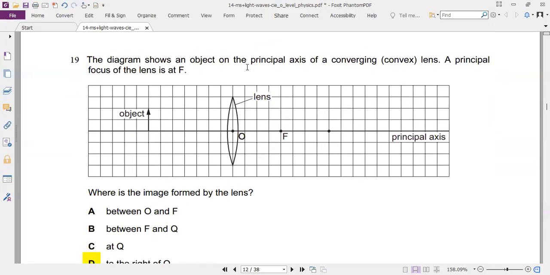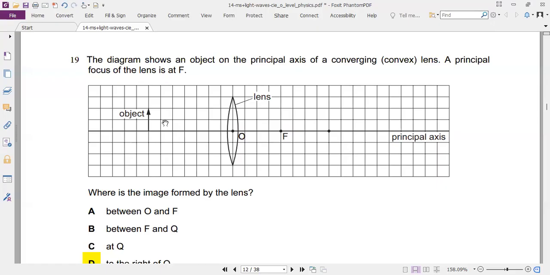Number 19. The image formed by the lens. Look at the number of boxes. The focal length is 1, 2, 3, 4. And the image is 1, 2, 3, 4, 5, 6, 7. So it is between F and 2F.